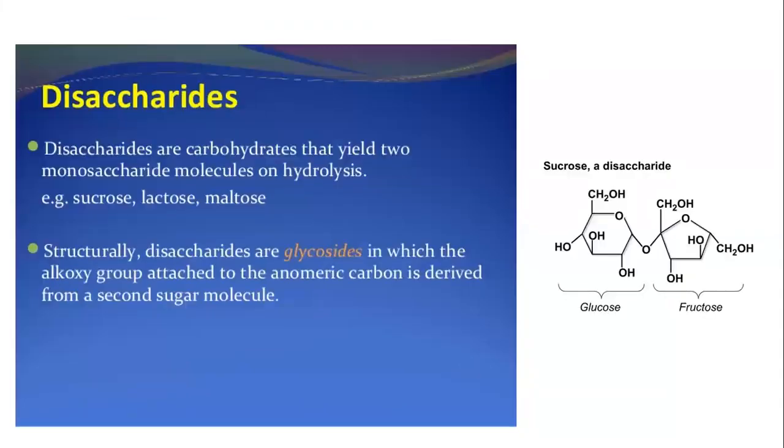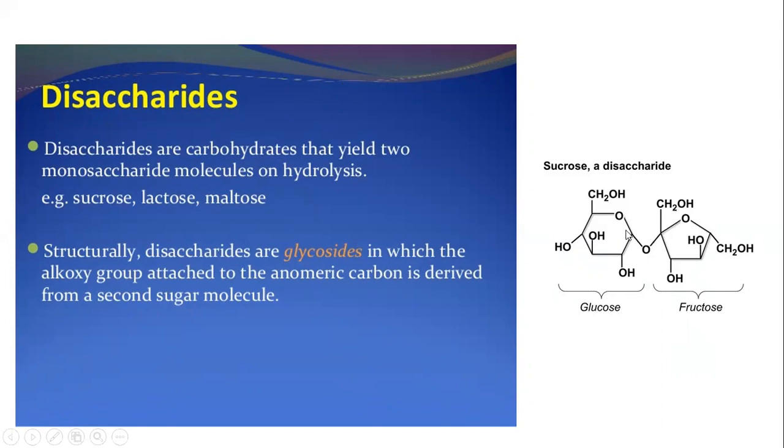Disaccharides are carbohydrates that yield two monosaccharide molecules upon hydrolysis, such as sucrose, lactose, maltose. This is the sucrose molecule shown here, where upon hydrolysis we can get glucose and fructose molecules, and these glucose and fructose molecules are joined together by a glycosidic bond, and this is the alpha 1,4 glycosidic bond.